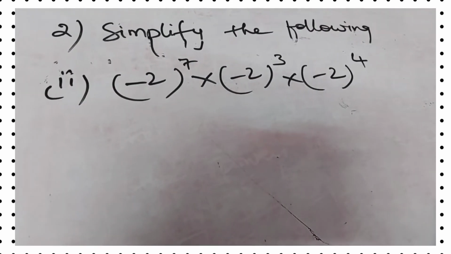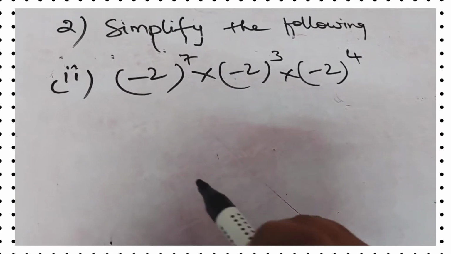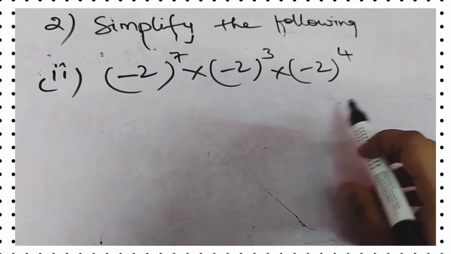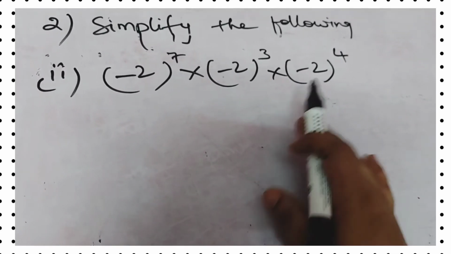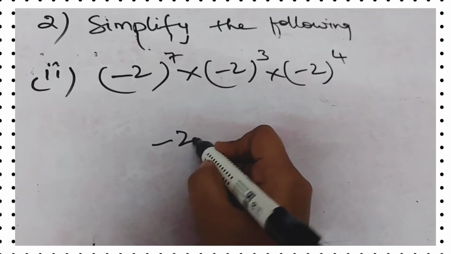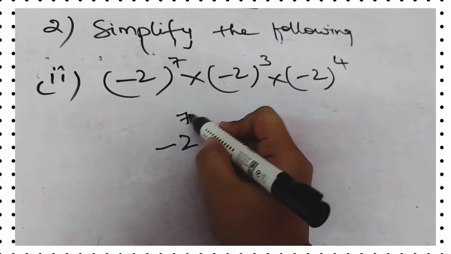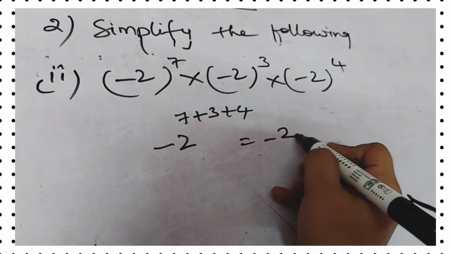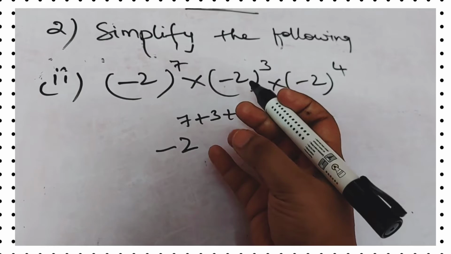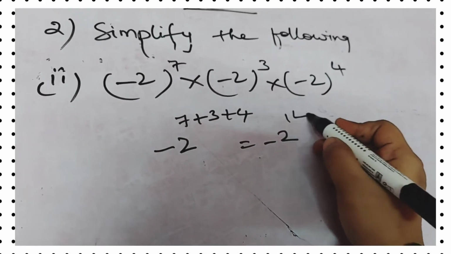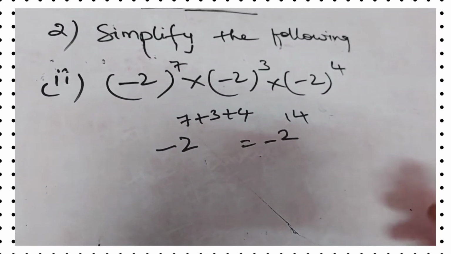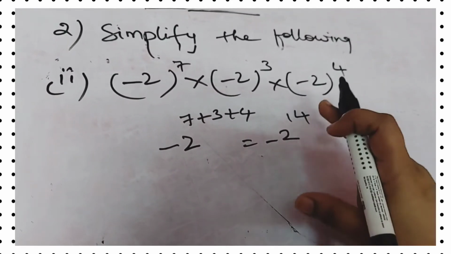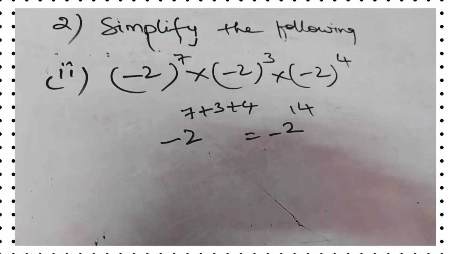Okay. So now the next sum is (-2) to the power of 7 into (-2) to the power of 3 into (-2) to the power of 4. Now here also the bases are the same, so the powers should be added. Minus 2 we are keeping like this. Then you have to write 7 plus 3 plus 4. So it is 7, 8, 9, 10, 11, 12, 13, 14. It is 14. Okay. So the answer is here (-2) raised to the power of 14.